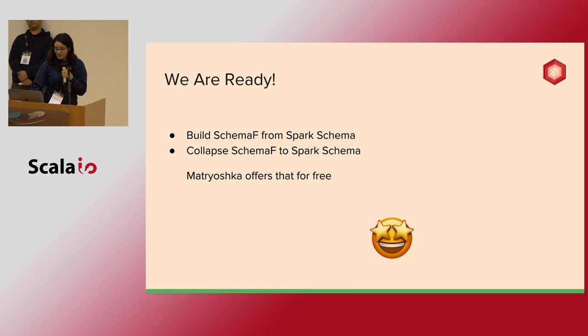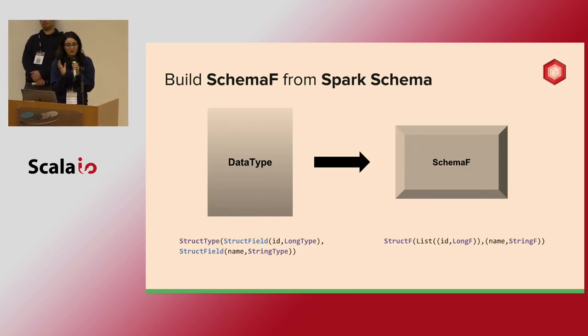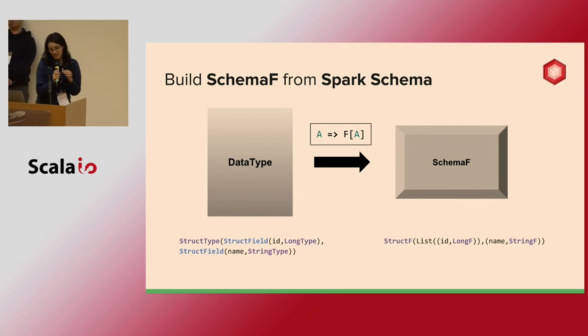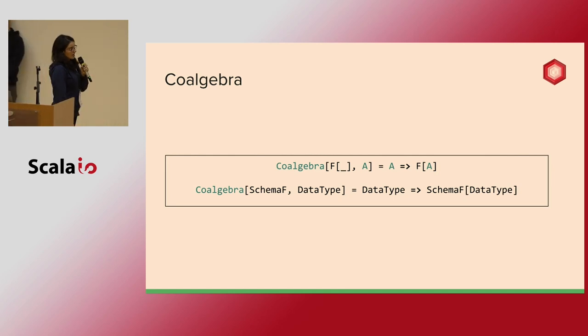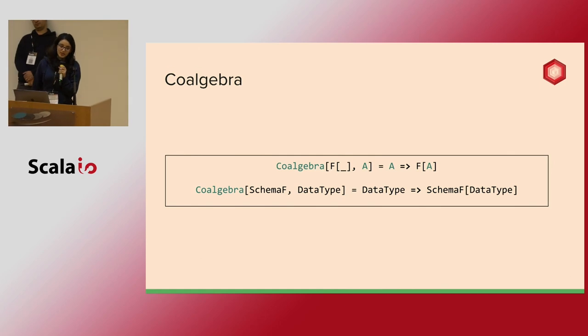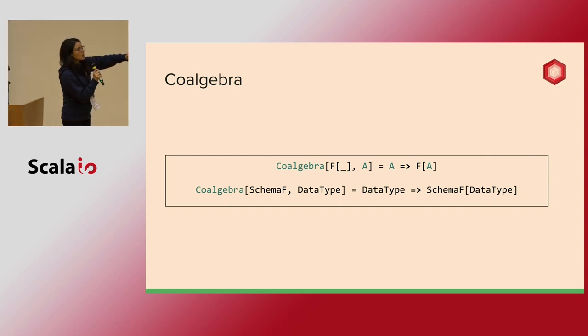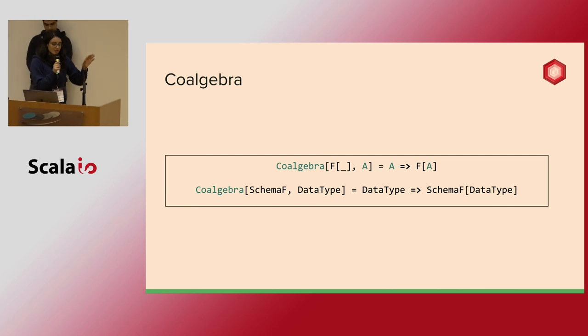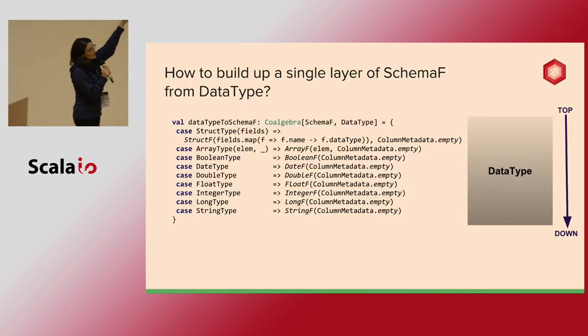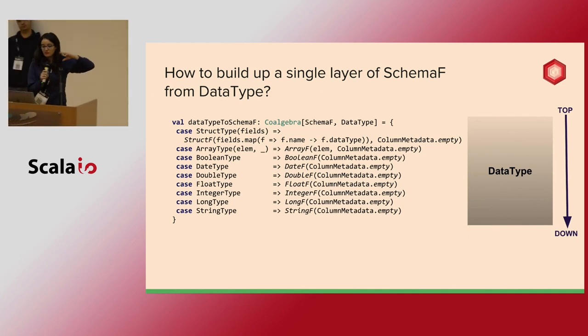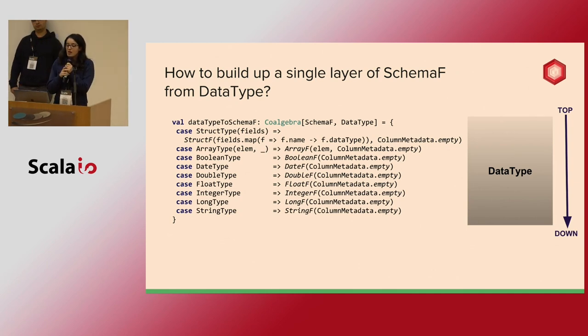Let's start with the first point. In order to build schema F from a Spark schema, we need a function which goes from A to F of A. In Matryoshka, we have a pattern functor called Coalgebra. It takes a functor and a type A. Our functor is schema F, and we have already defined an implicit instance for schema F, so we can use Coalgebra. Coalgebra is like a function which goes from A to F of A, and we need to define this function from data type to schema F of data type to build this schema F.